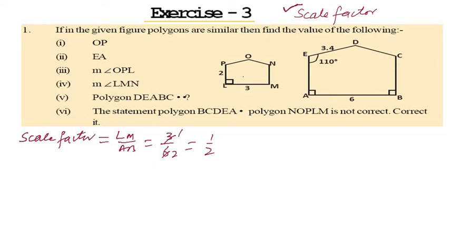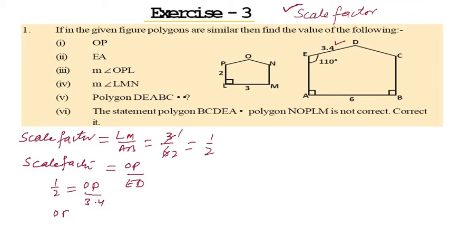Now how can we find the OP? You can see here OP. So scale factor is always used. Scale factor is equal to OP upon which one? OP upon ED. So you have to write here ED. Now put the value, scale factor 1 by 2 is equal to OP upon ED. ED is given as 3.4. So OP will be equal to 1 by 2 into 3.4. So it will be 1.7 centimeter. So that one is your answer and that is the first answer.